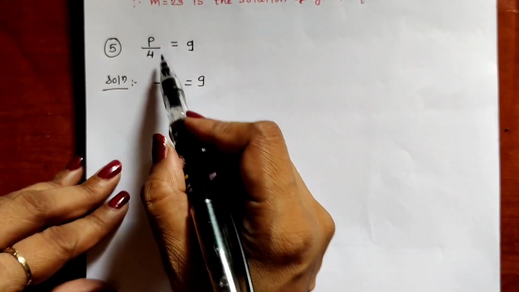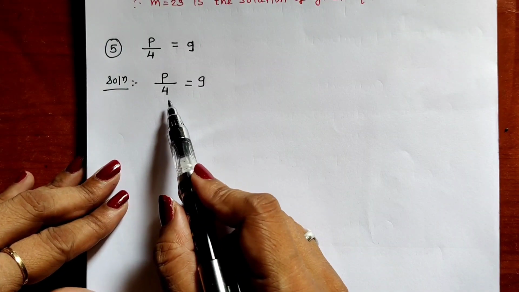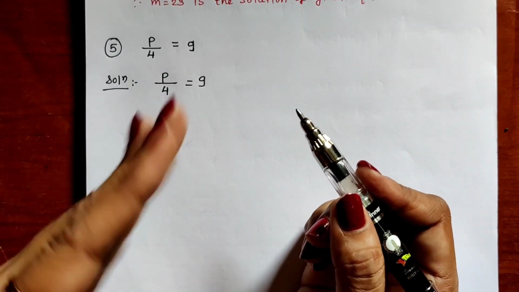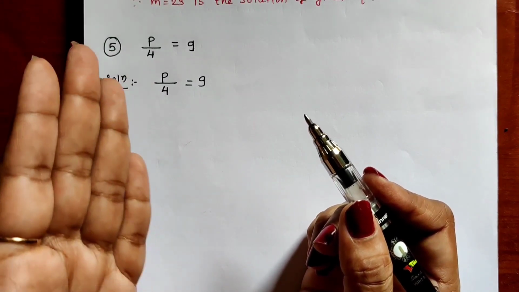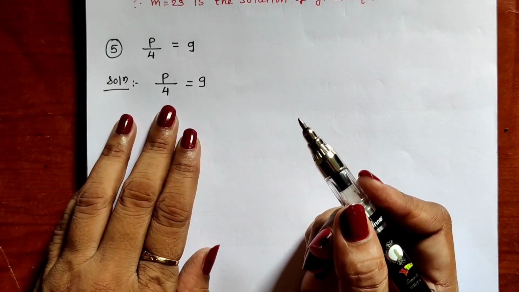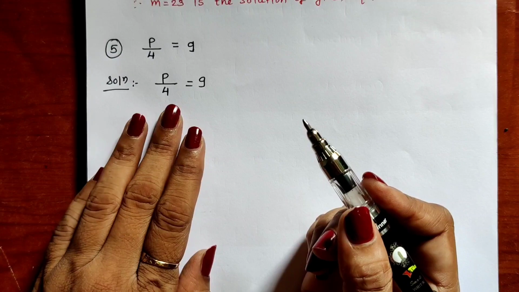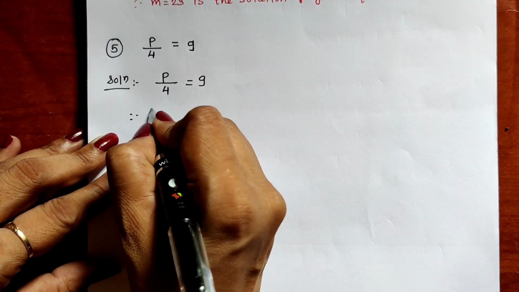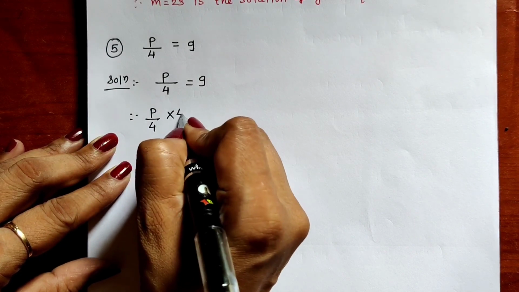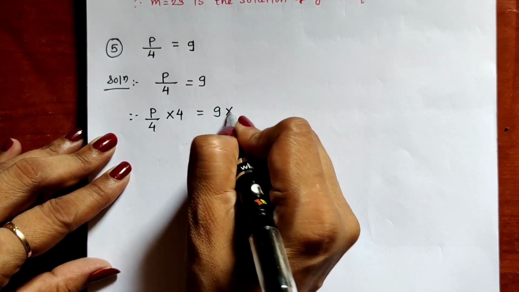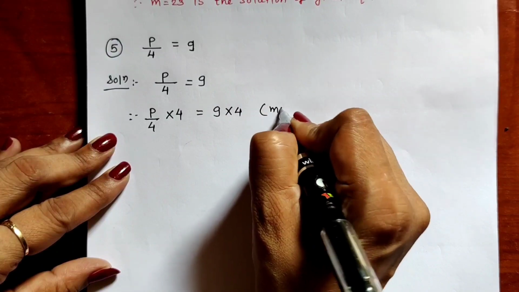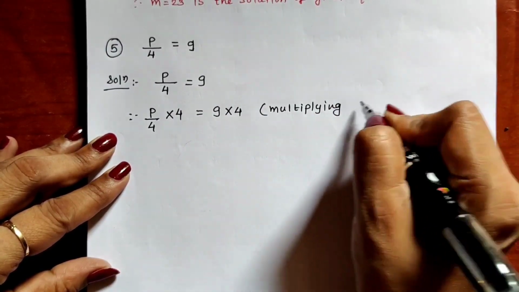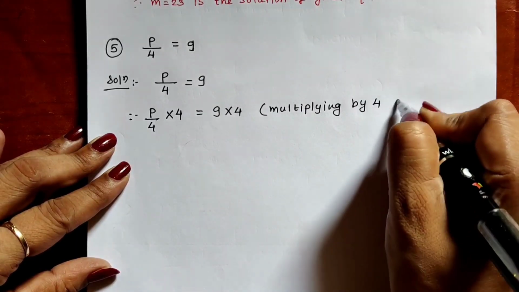The fifth equation is p upon 4 equal to 9. We have written in the solution as it is, p upon 4 equal to 9. Upon 4 means divided by 4. The left hand side is the variable side. There is upon 4, divided by 4. So when divided by 4 is there, what do we have to do? We have to multiply by 4. Okay. So p upon 4 is also multiplied by 4 and 9 is also multiplied by 4. What did we do? Multiplying by 4 on both sides.